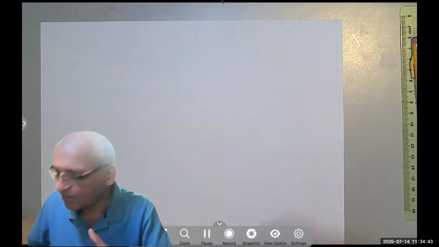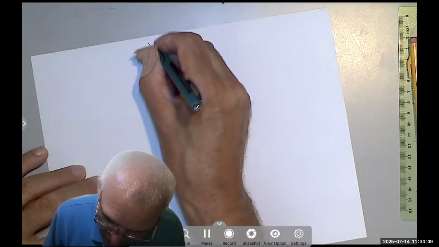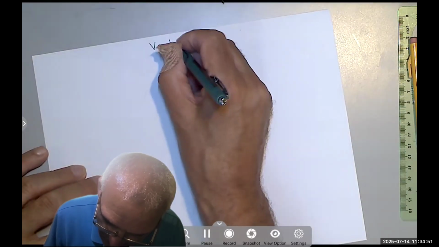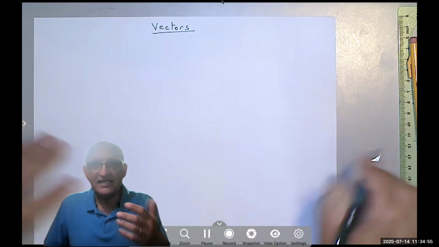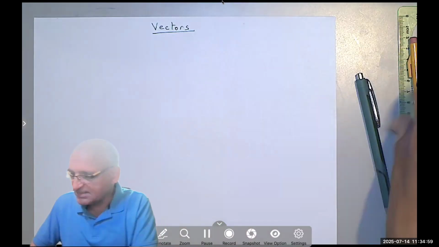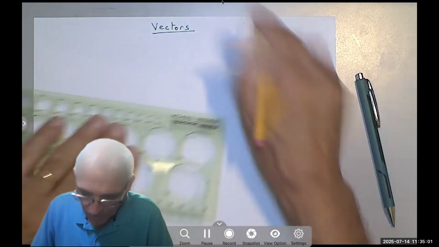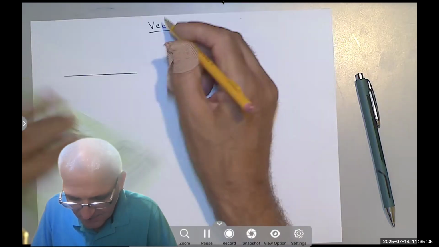So let's see how we are going to deal with vectors in any engineering course. Of course, also in mathematics, you take a lot of vectors. So vectors can be in any dimension. We will start in 2 dimensions. So let's say I have my XY coordinates here. So here is my X, here is my Y.